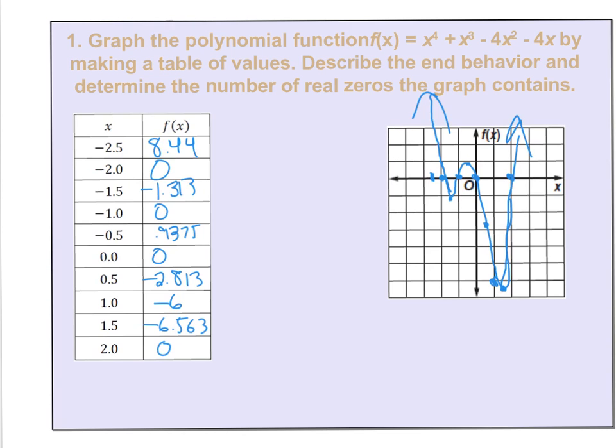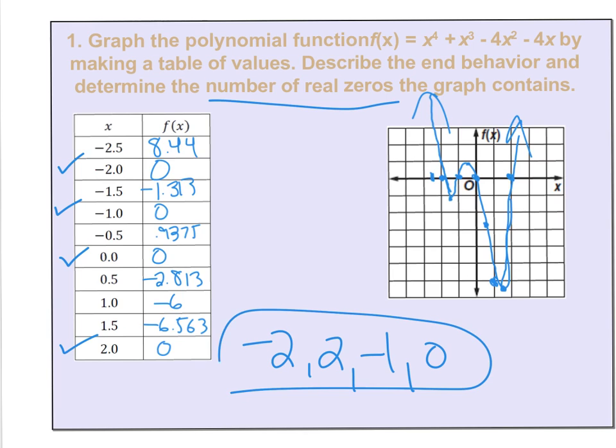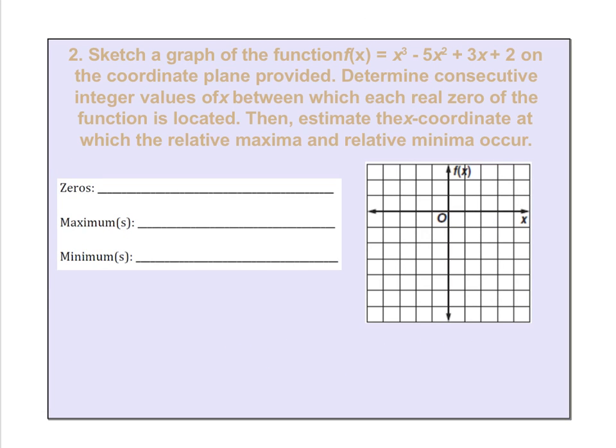So if I'm determining the number of real zeros the graph contains, well, there's 1, 2, 3, 4. So I'm going to be at negative 2 and 2, at negative 1 and at 0. There are my zeros right there. So that's what I'm doing. Now I use my calculator a lot to kind of do the heavy legwork. You can start filling in the blanks as well, but that's just kind of what I do.